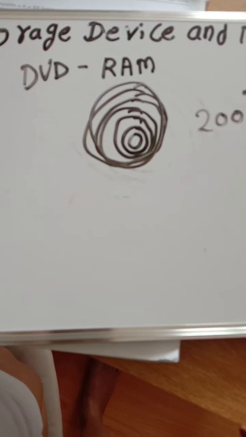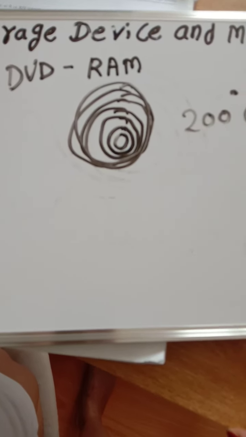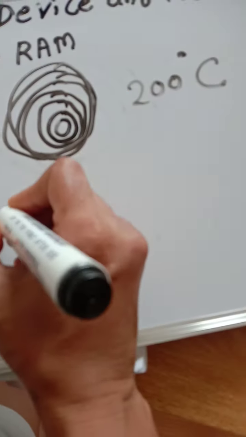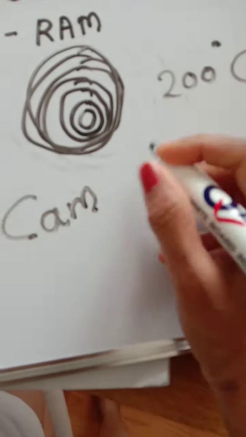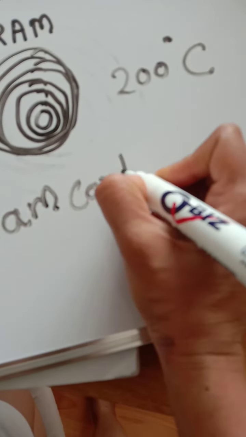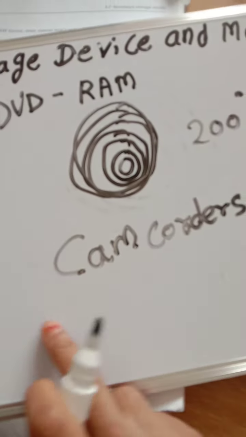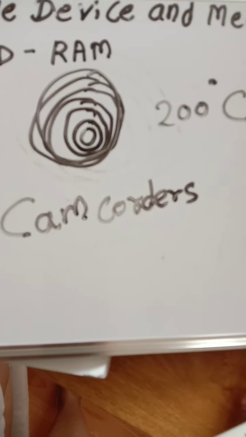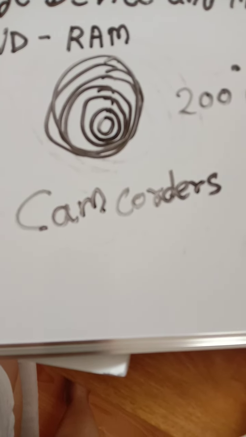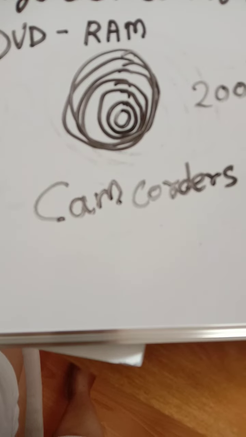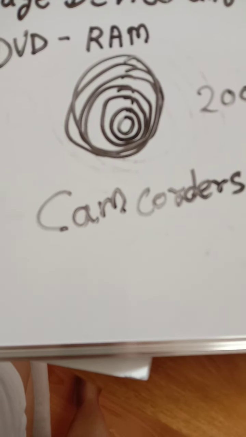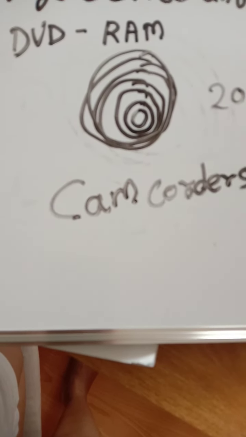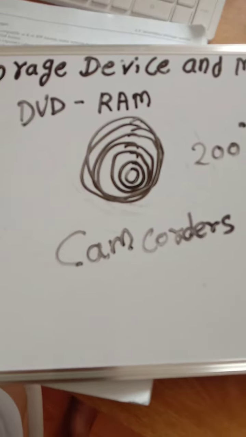It is used in camcorders to store movies. Camcorders means camera recorders. You can store the movie on this disk. Once it is stored, you will upload it to your computer or laptop. Then you will delete it from the disk and store some other picture from another laptop. Now we will discuss the advantages.